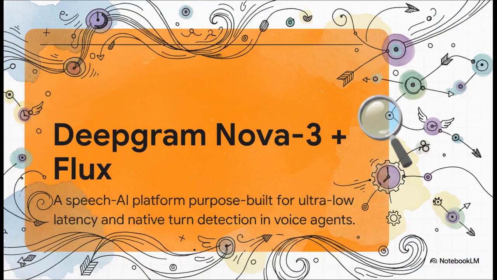First up is Deepgram. Now, these guys are a speech AI-first company, and you can tell their whole solution is purpose-built for one thing: speed. With their Flux technology, they offer native end-of-turn detection right out of the box. This means your agent knows the exact moment a user has stopped talking, so it can jump in and respond instantly. No more awkward pauses, no more accidentally interrupting. It just simplifies your whole stack and shaves off those crucial milliseconds of latency. If you want real-time conversational flow, Deepgram is your speed demon.